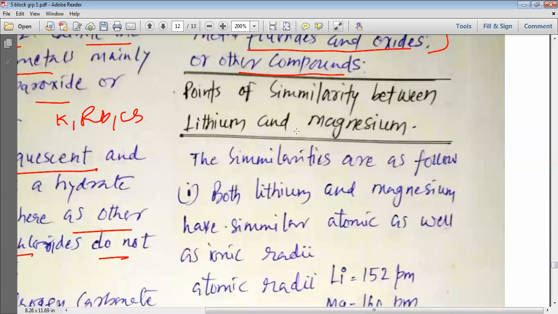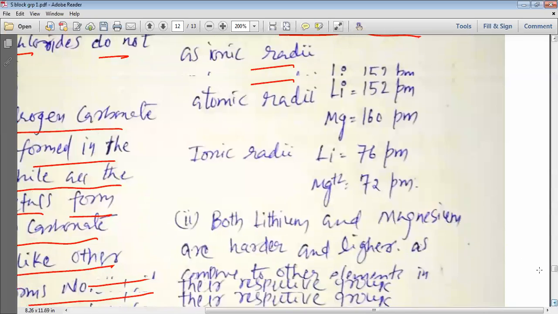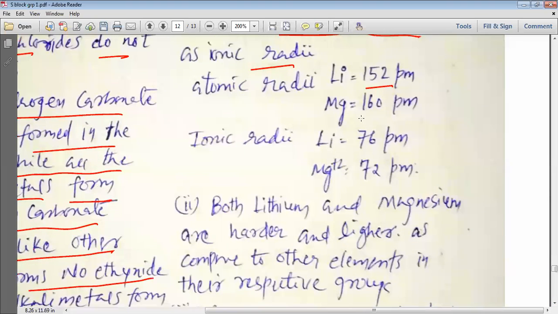Points of similarity between lithium and magnesium. Now, let us understand the points of similarity between lithium and magnesium, my dear students. The similarities are as follows. Both lithium and magnesium have similar atomic as well as ionic radii. You can see that the atomic radius of lithium is 152 picometer, whereas for magnesium it is 160 picometer. And the ionic radius of lithium is 76 picometer, and for magnesium it is 72 picometer.